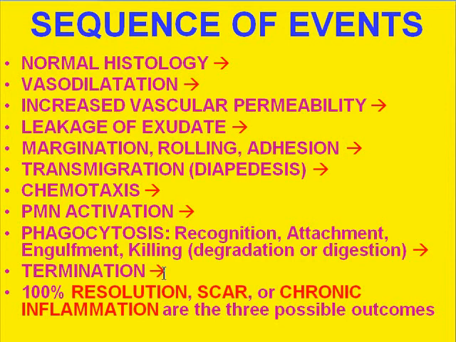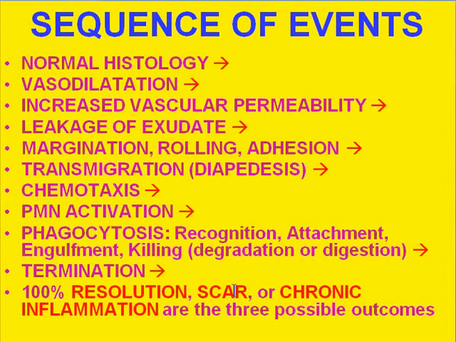You have to get them correct in order. But the termination can then result as 100% complete resolution back to normal histology again, or as a scar, fibrosis, or as chronic inflammation if the factors are present which haven't gone away yet. So, what are the three outcomes of acute inflammation? 100% resolution, chronic inflammation, or scar, otherwise known as fibrosis.